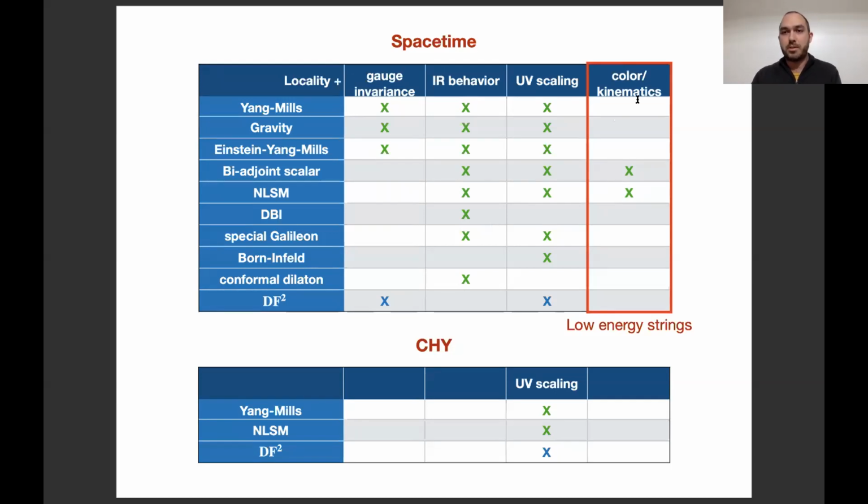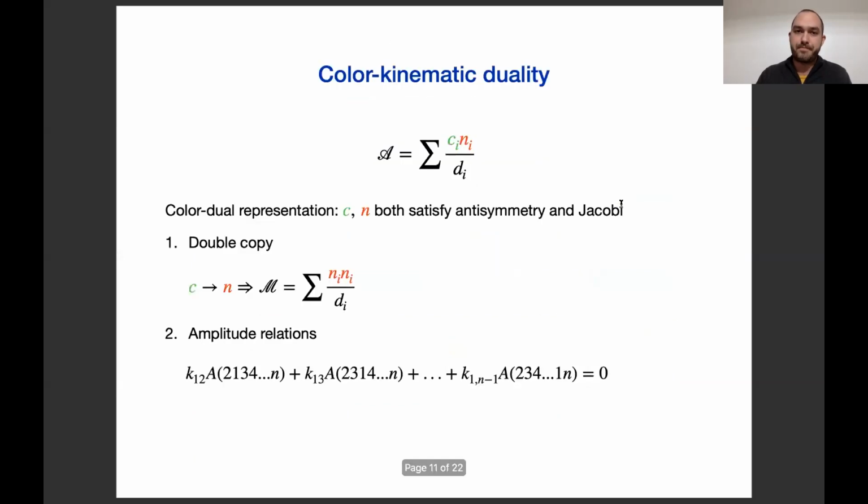So now let me turn to finally discussing color kinematics and how we can use this to expose lower energy strings. Just a short introduction to my coloring notation. I will usually use green for color and red for pure kinematics.